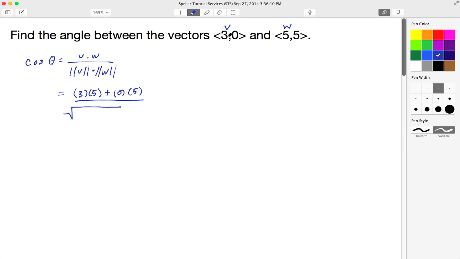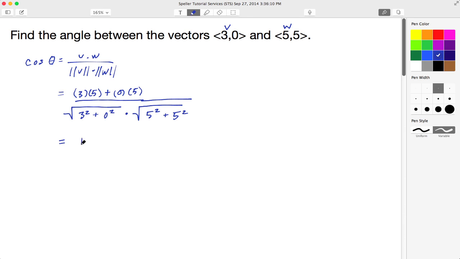Alright, let's take the magnitude of V. We're going to take the horizontal component and square it and add that to the square of the vertical component, times the square root of the horizontal component, which is 5 squared, plus the squaring of the vertical component, which again is 5 squared. Alright, then we begin to just evaluate these expressions.